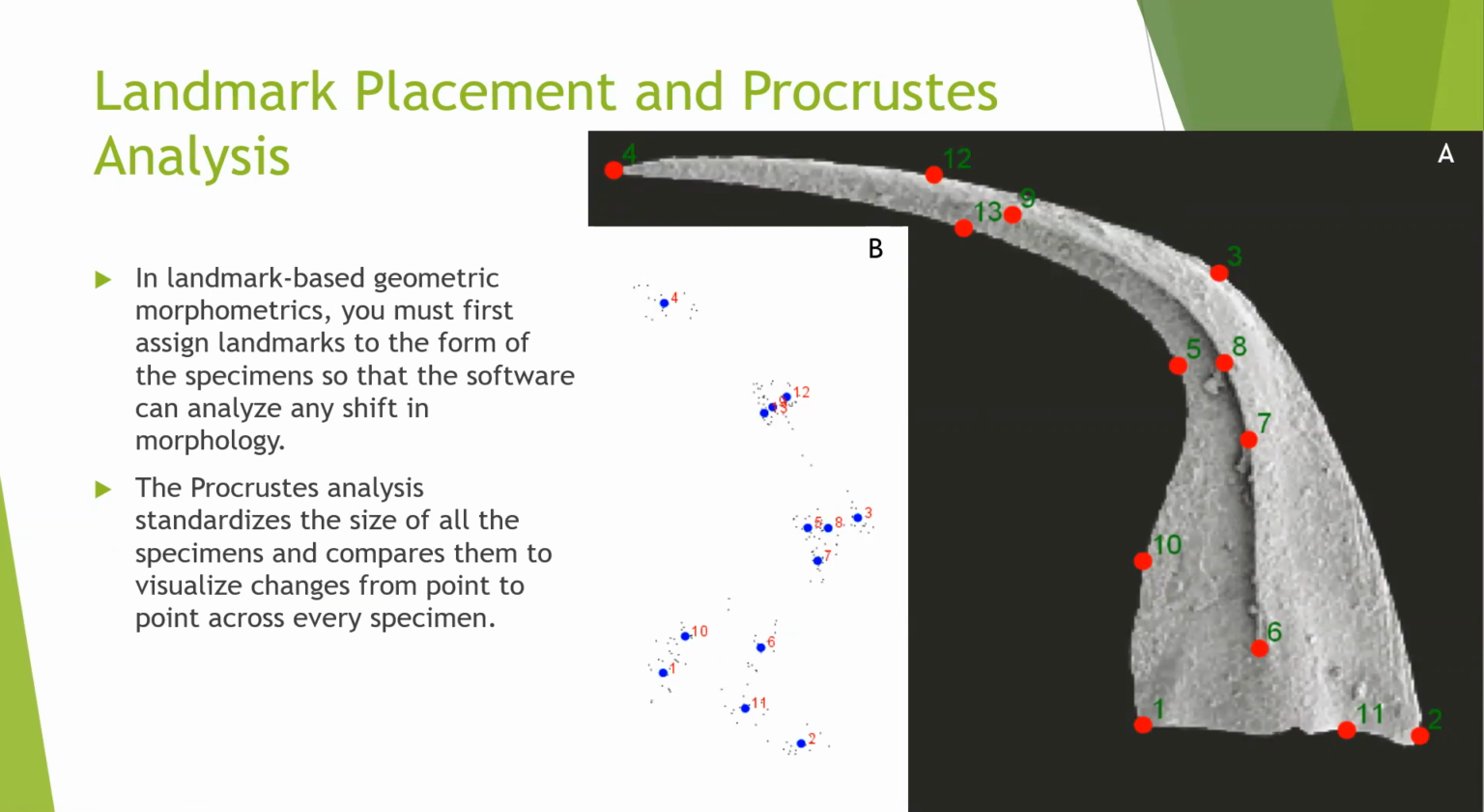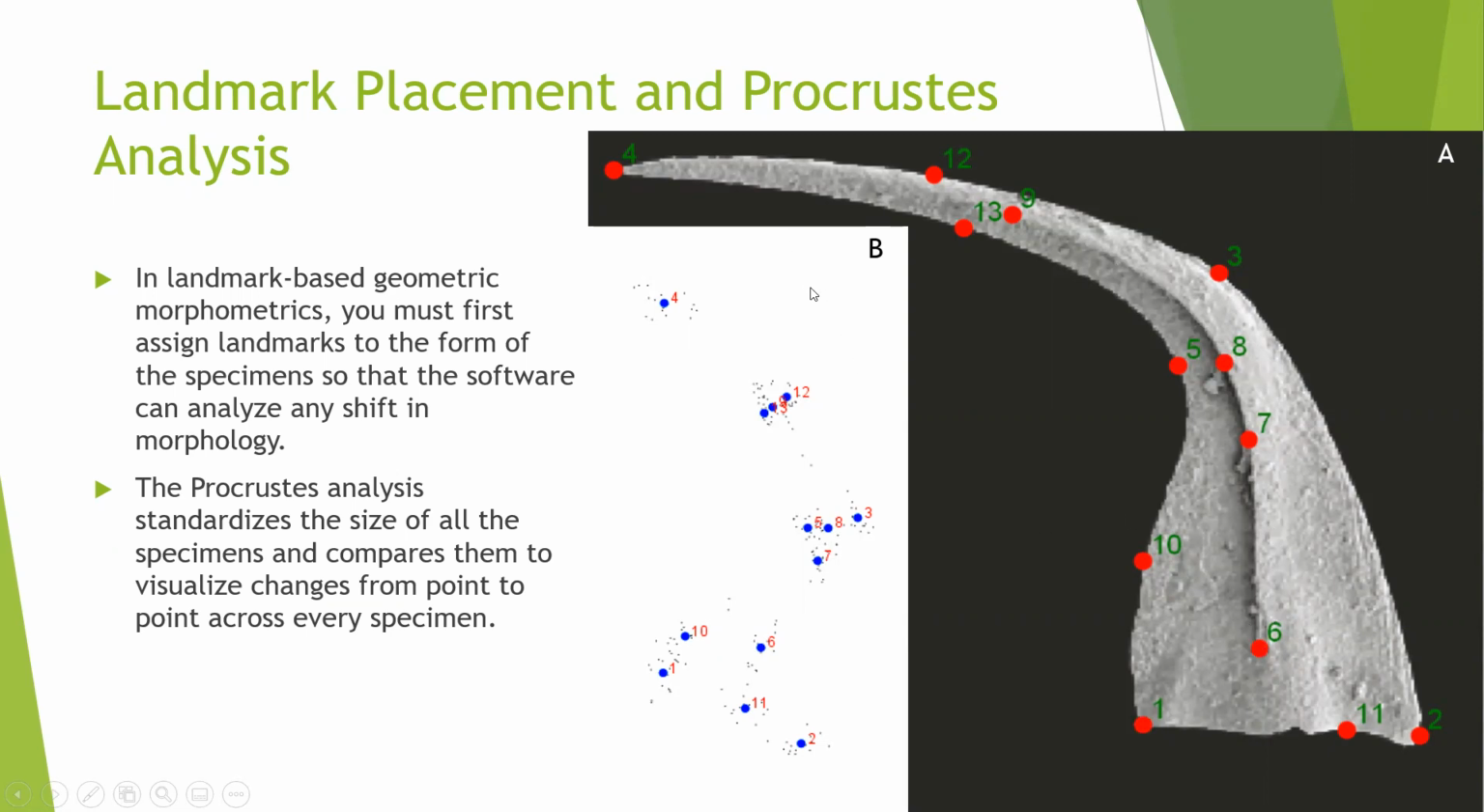In landmark-based geometric morphometrics, you must first assign landmarks to the form of the specimen so that the software can analyze any shift in morphology. And that's what we did here in Figure A. The landmarks in this study were chosen based off the curvature of the cusp and basal cavity, as well as the curvature and extent of the carina, which is this ridge on the side of the element shown here.